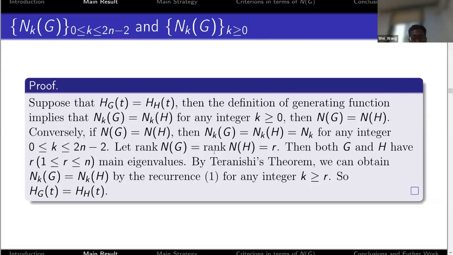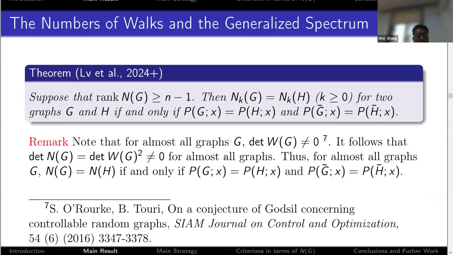I shall not go into the details. I think the proof is not too difficult. So from this, we can see, suppose the rank of W_G is greater than or equal to n minus 1. Then N_G equals N_H for two graphs G and H if and only if they have the same characteristic polynomial, and also they have the same characteristic polynomial for their complements. So that means G and H are generalized cospectral.